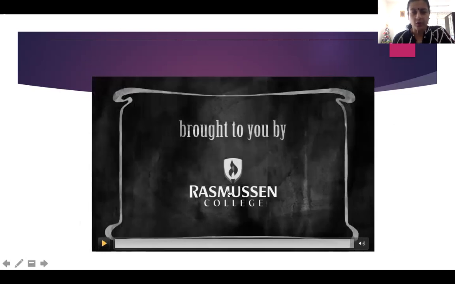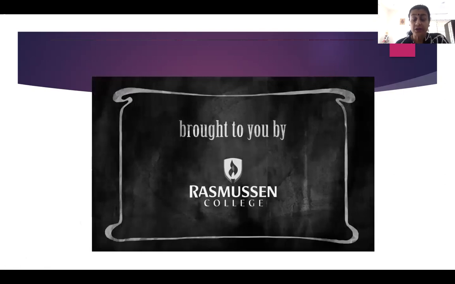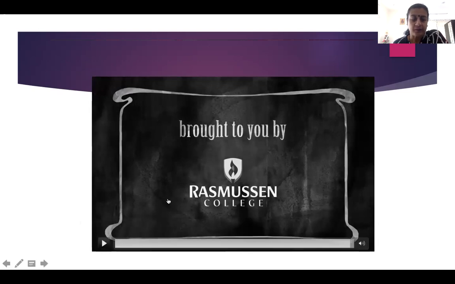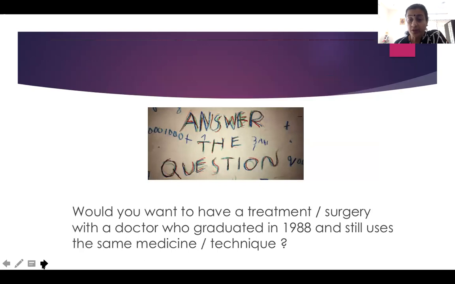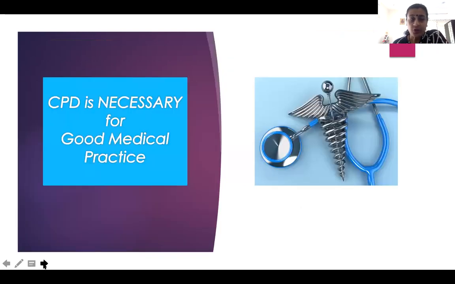So through that video now, you could see how surgery evolved over years from the Stone Age to the current. Earlier, honey and wine were used for asepsis, and gradually it changed to hygiene and cleaning and use of hand gloves. So again, coming back to that same question, just think whether you would want a treatment or a surgery with a doctor who belonged to the Stone Age, or you would want somebody who is more updated and skilled. So it goes without saying that CPD is definitely very necessary for good medical practice.